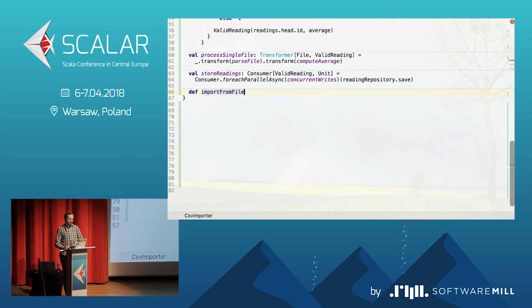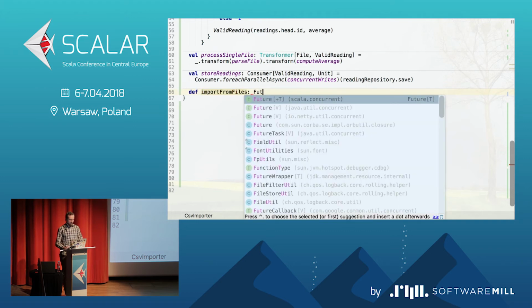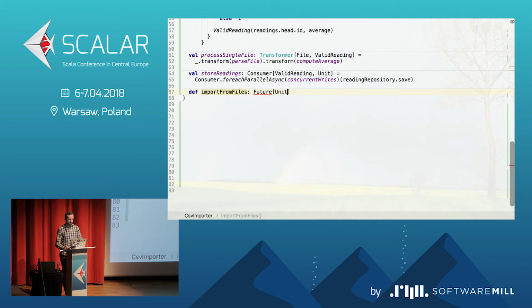So now we are writing our import from files method that returns a future of unit. I decided to return a future. We could return a task. It will also show how you can convert a task into a future, so actually run it, because they both describe an async computation, but the task is lazy, so you can easily convert the task into a future.